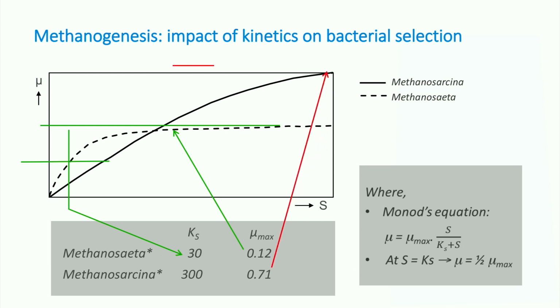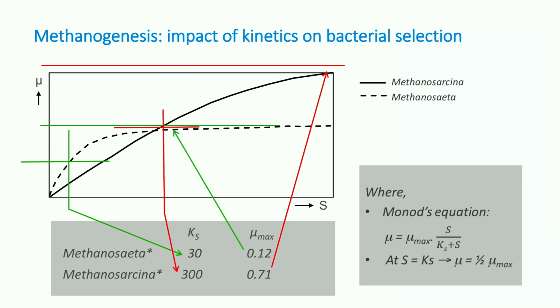The Methanosarcina species grow much faster, but the substrate affinity is much lower, as indicated by the high Ks value. The latter will result in more residual acetate in the effluent. It must be noted that when acetate concentrations are below the Ks value of Methanosarcina, the Methanosaeta species grow faster.